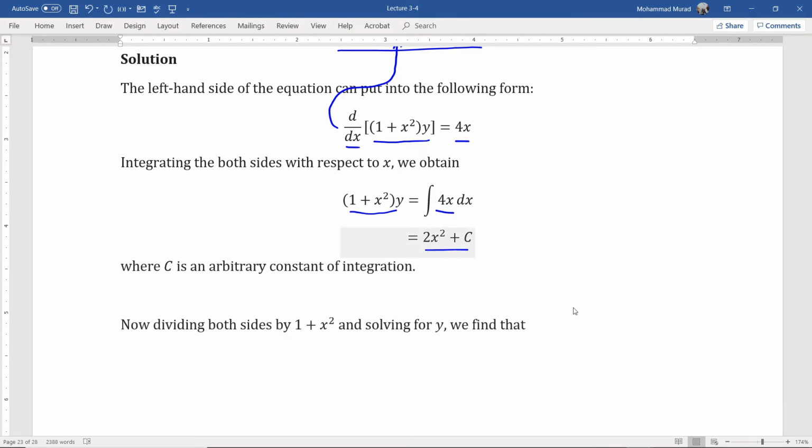Now dividing both sides by the quantity 1 plus x squared and solving for y, we find that y equals 2x squared over 1 plus x squared plus c over 1 plus x squared. And this is the general solution of the given equation.